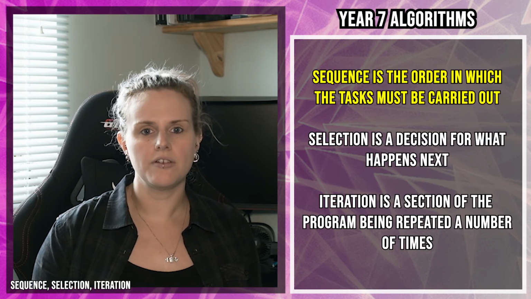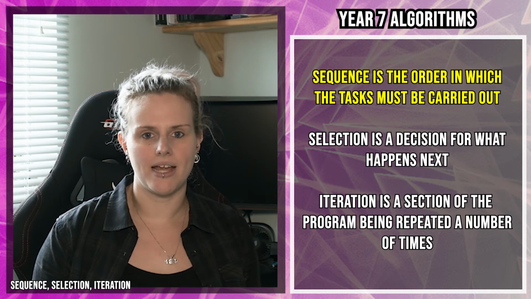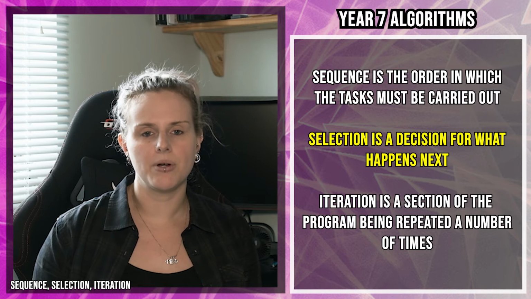All algorithms have a sequence. Sequence is the order in which the tasks must be carried out. Programs might contain selection, which is a decision for what happens next, and programs might also include iteration, and this is where a section of code is repeated a number of times.